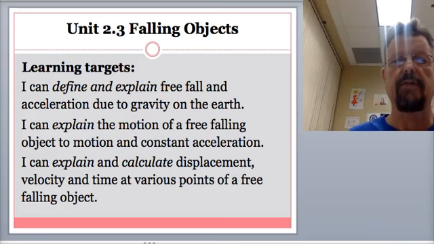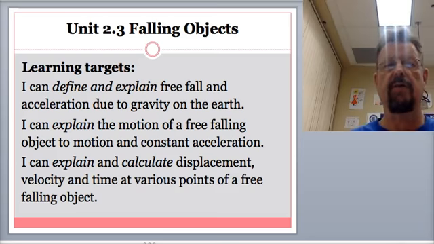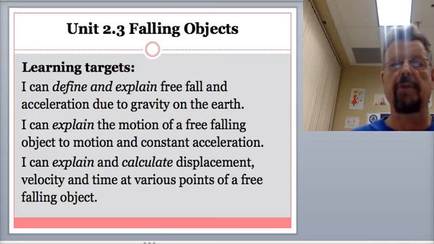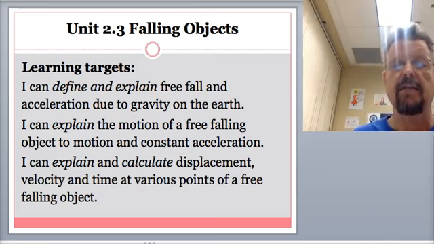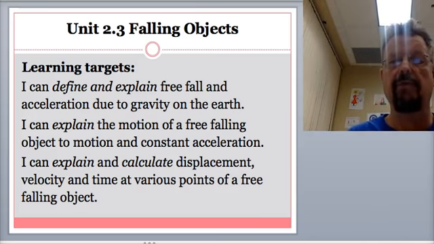The learning targets for this unit are: I can define and explain free fall and acceleration due to gravity on the Earth. I can explain the motion of a free-falling object in relation to motion at constant acceleration. And finally, I can explain and calculate displacement, velocity, and time at various points of a free-falling object.